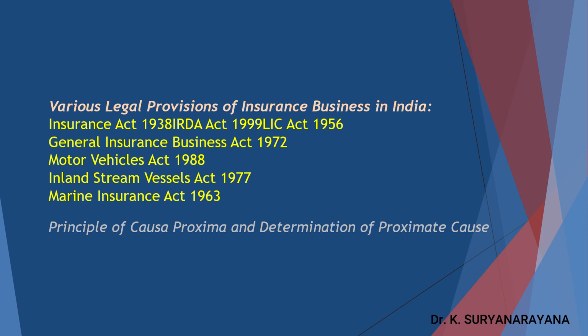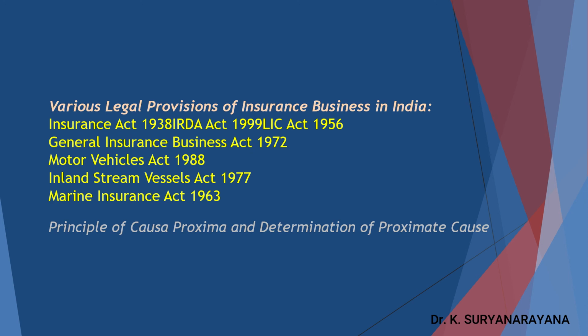Motor Vehicles Act 1988. The Motor Vehicles Act 1988 provides for compulsory insurance of motor vehicles. The Act provides that no motor vehicle can be used in a public place unless there is a vehicle policy in force issued by an authorized insurer. This policy covers the insured person's liability in the event of death, bodily injury of certain persons or damage to property of a third person.